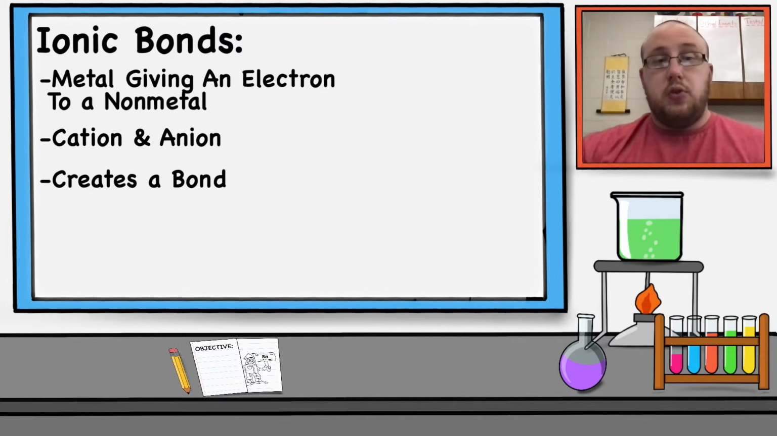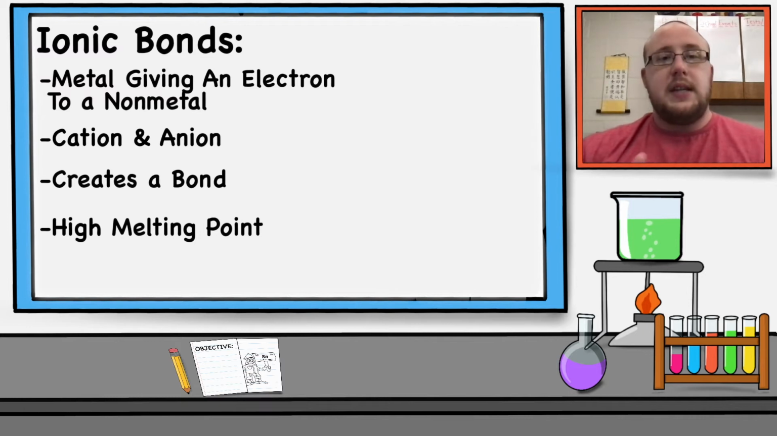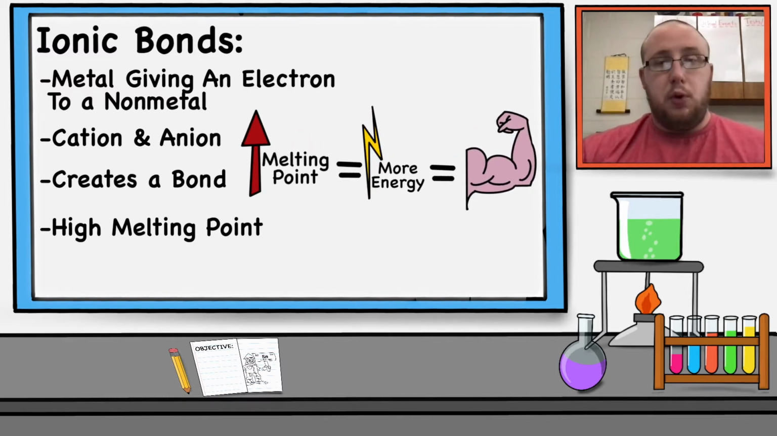Okay. Generally, these bonds have a high melting point. We know from our bulk scale properties and intermolecular forces that if something has a high melting point and high boiling point, then it has strong intermolecular forces. That means it's very stable. Because of this, it's going to be a very strong bond. These are very strong bonds and are honestly much stronger than your covalent bonds. So your ionic bonds are your strongest.